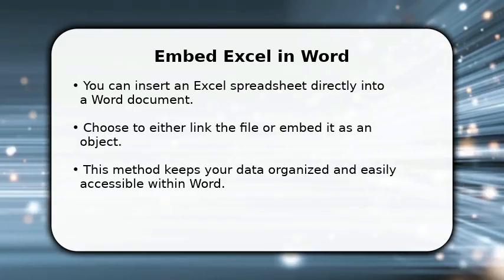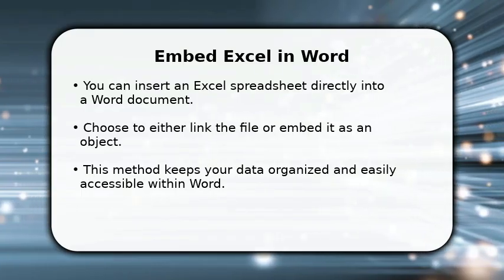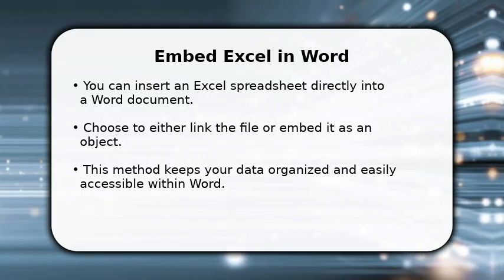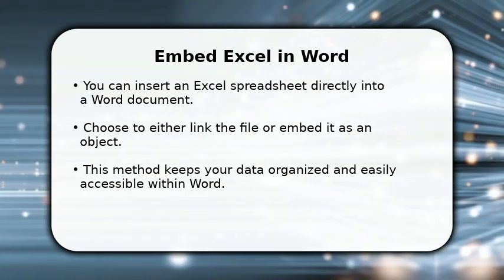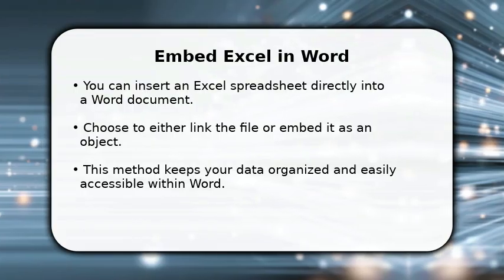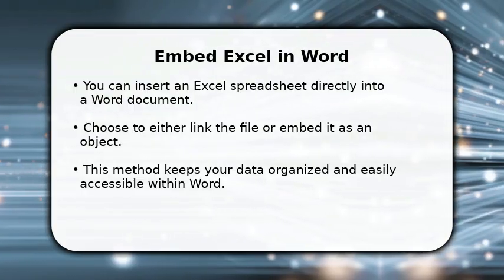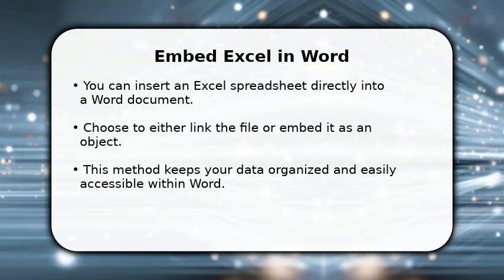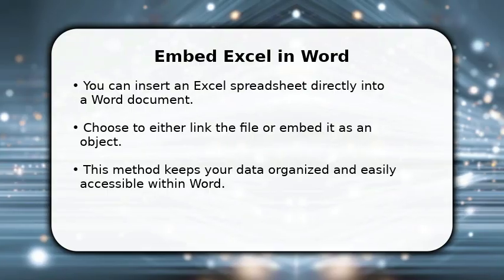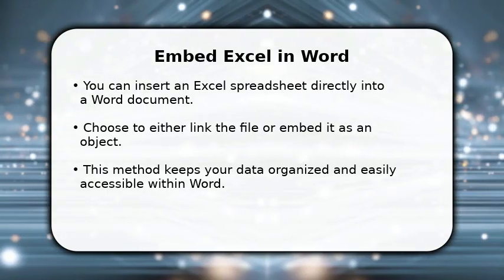In this video, I will explain how to get an Excel sheet into Word. First, open your Word document and navigate to the Insert tab. Look for the Object option in the text group. Clicking this will open a dialog box where you can choose to create a new Excel worksheet or insert an existing one. This is a straightforward way to integrate your data.